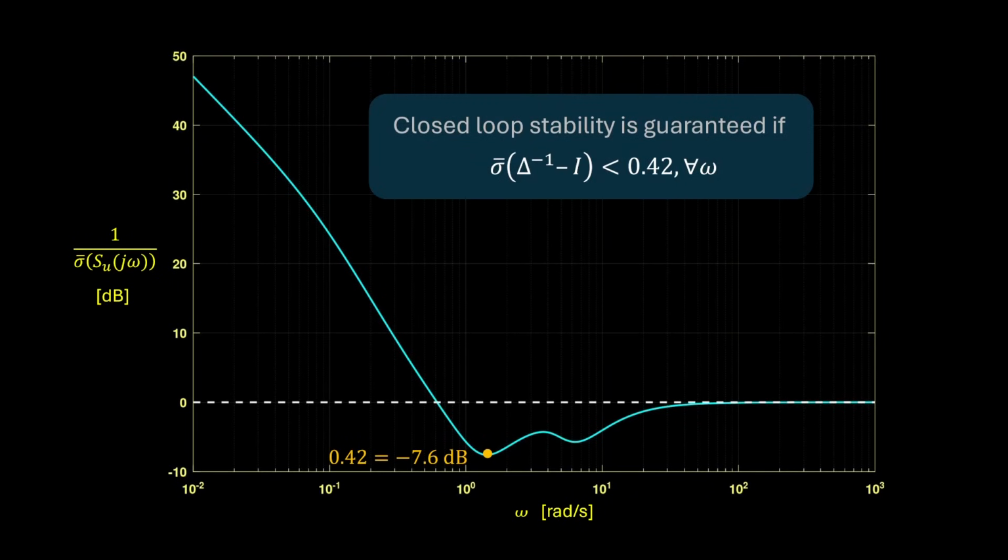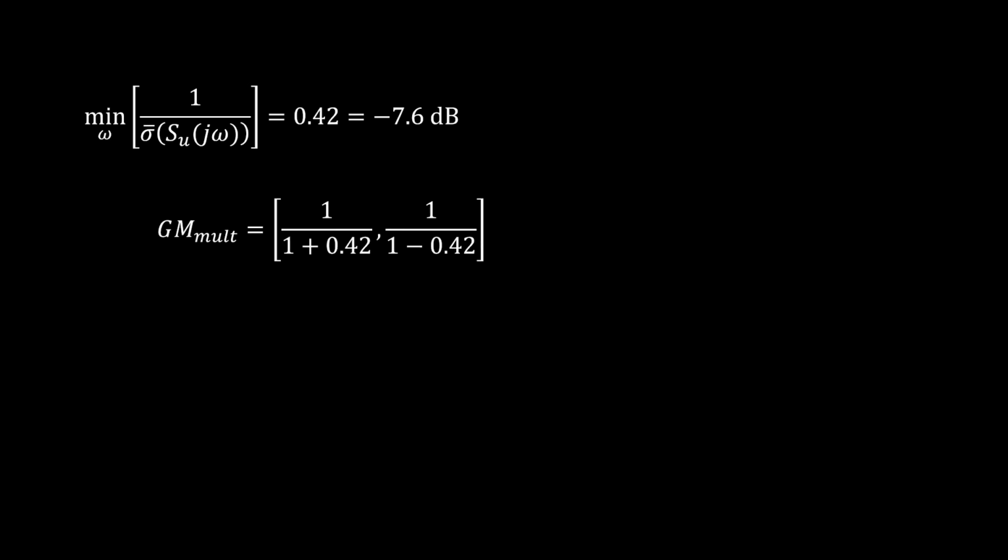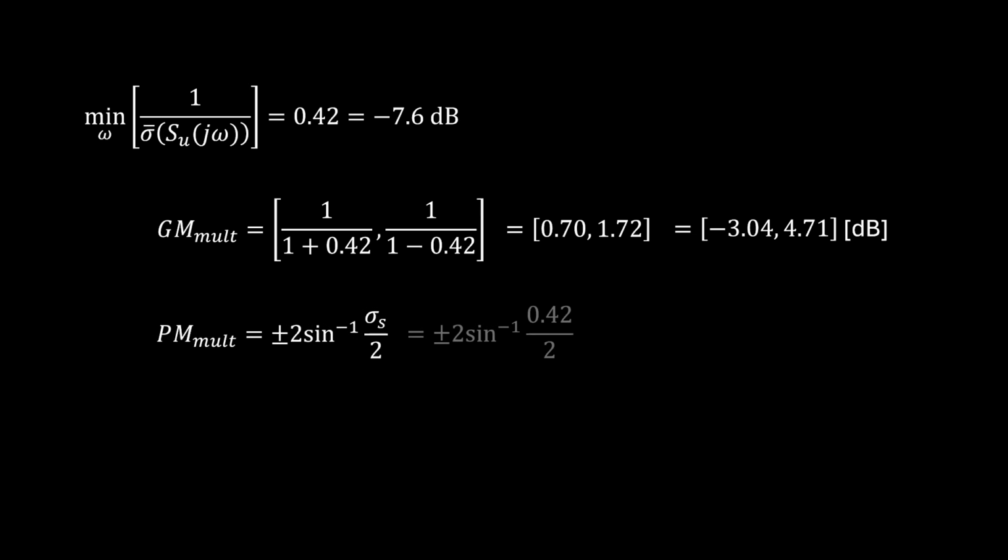Now substituting that bound 0.42 into the margin formulas, we arrive at guaranteed margins of -3 to 4.7 decibels for gain and plus or minus 24.2 degrees for phase.